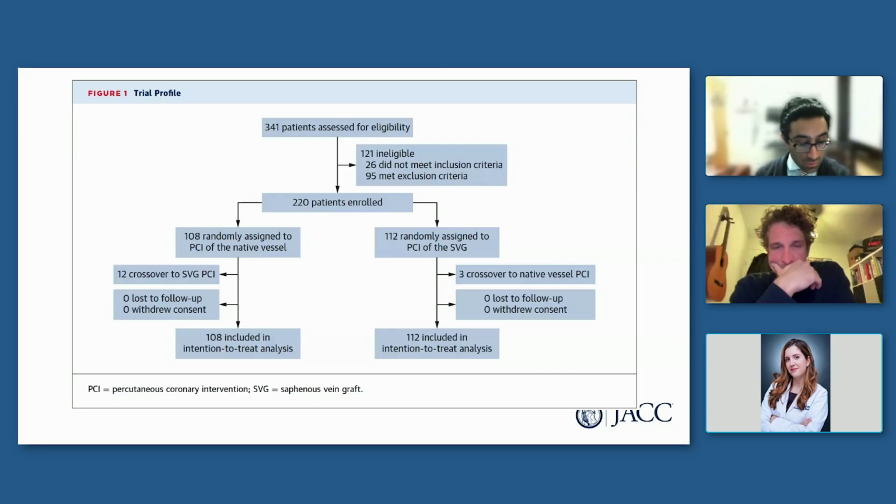And then it is important to talk about the fact that there was an intention-to-treat trial design, but 12 patients crossed over from the native vessel PCI to vein graft PCI intervention. And in the other arm, there were 3 crossovers. Fortunately, no one was lost to follow-up or withdrew consent, and you can see there the final numbers.